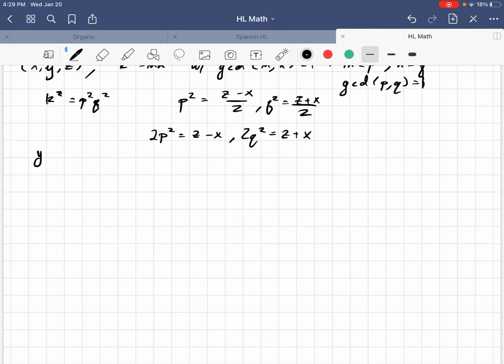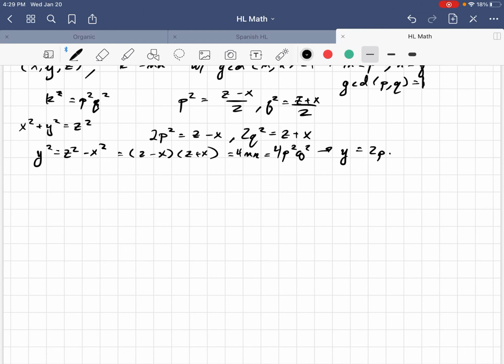And so that means that originally, in the original Pythagorean theorem, x squared plus y squared equals z squared, y squared was equal to z squared minus x squared, which is equal to (z minus x) times (z plus x), which was equal to 4mn, which was equal to 4p squared q squared, which would imply then that y is equal to 2pq.